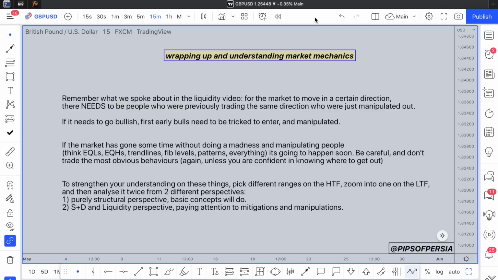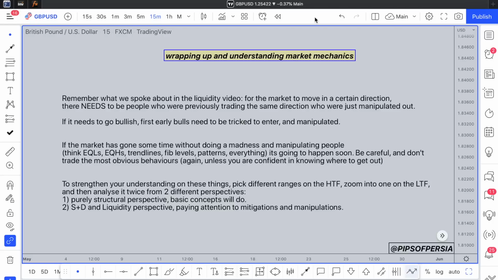Now pay attention to this next thing I'm going to say, because this will be very, very important. If the market has gone some time without doing any madness and manipulating people out of their trades, be patient, because it's going to happen. Pay attention to trendline liquidity just as much as you pay attention to equal highs, equal lows, and everything else. And in scenarios like this, where for some time the market has just been too perfect, it just doesn't look like it's done any madness, any manipulations, don't trade. That's the best trade, okay? Or don't trade at least the most obvious behaviors that you're going to be seeing.